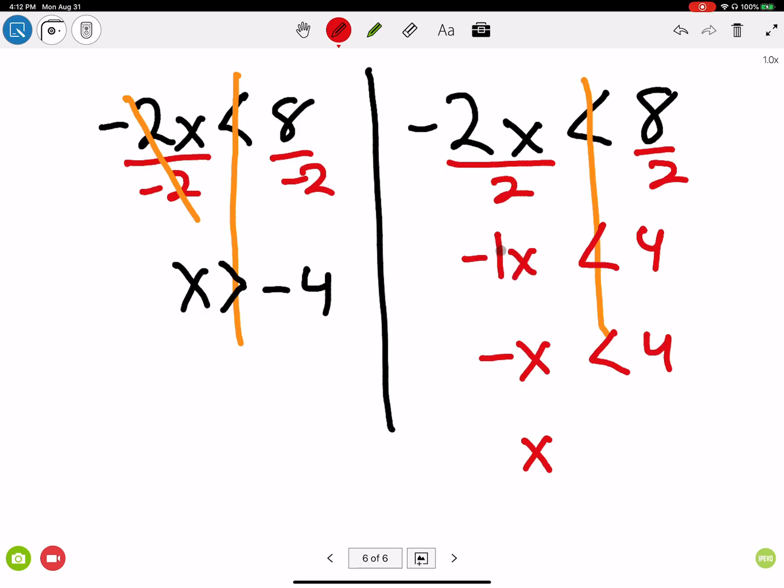So how do I get rid of this times negative 1? I have to divide by negative 1 or multiply by negative 1 on both sides. These negatives cancel out. Let's use black. These negatives cancel out. I'm just left with x.